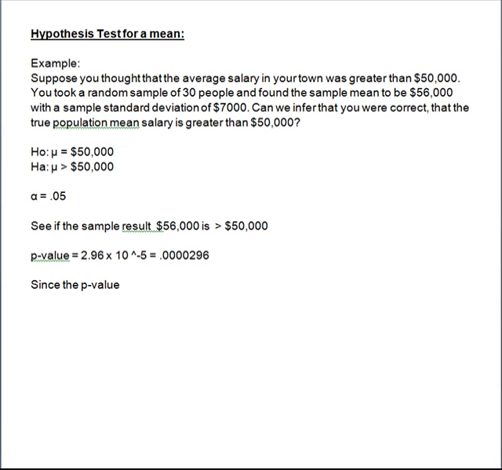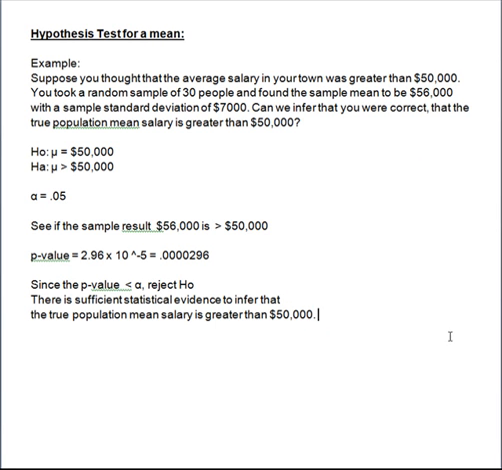So since the p-value is less than alpha, we reject H0 and conclude there is sufficient statistical evidence to infer that the true population mean is greater than 50. There we go.